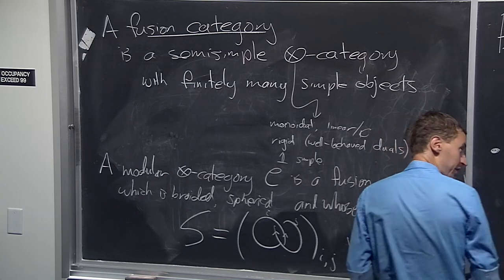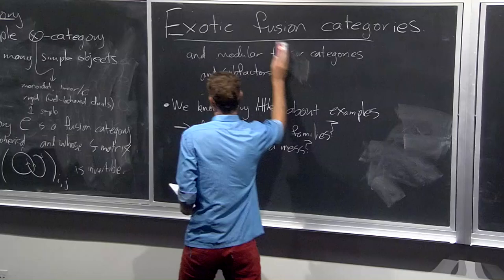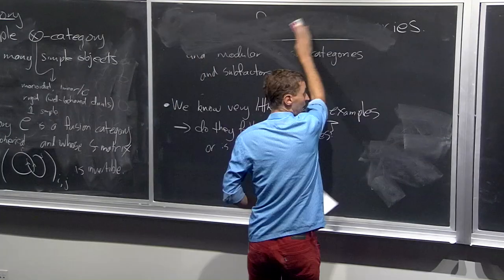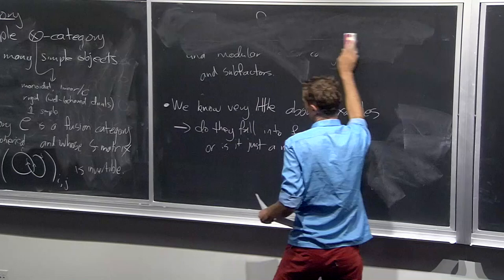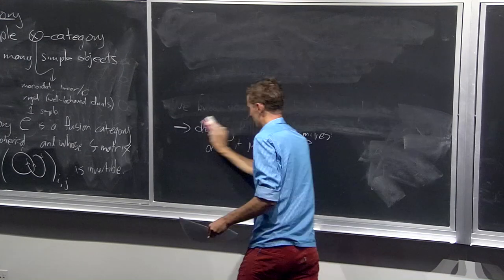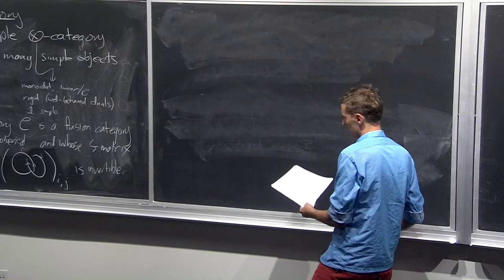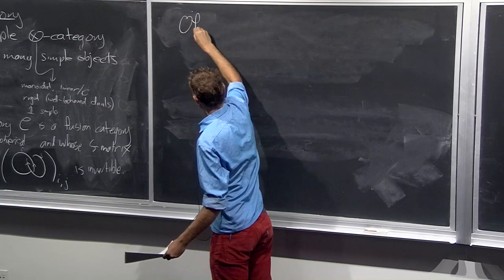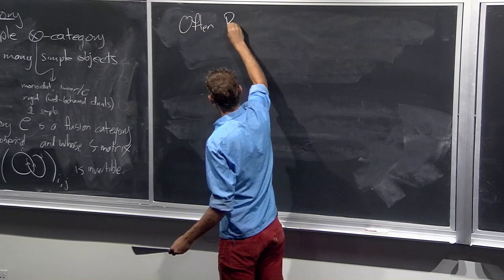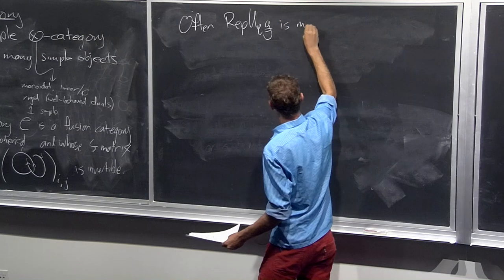Okay. So the thing to say is that typically, or maybe very often, Rep U_q(G) is modular. Or if it's not modular, it's not very far from being modular. Sometimes there are a few transparent objects that get in the way. But so I'll just say often, Rep U_q(G) is modular.